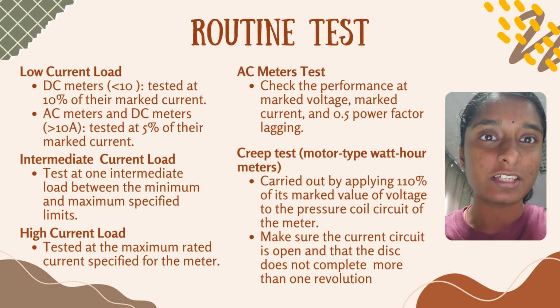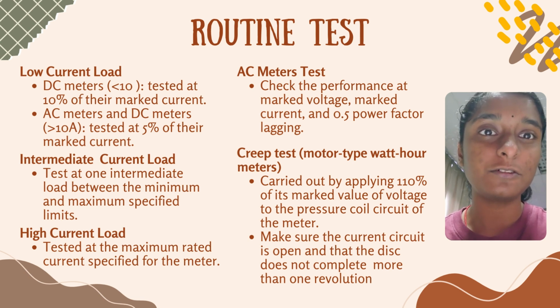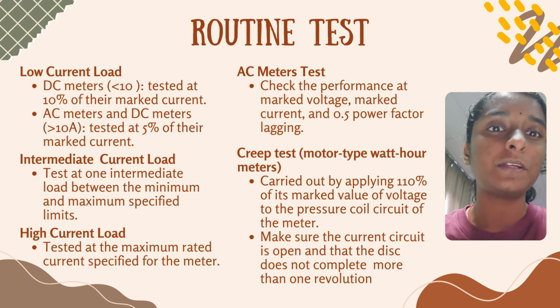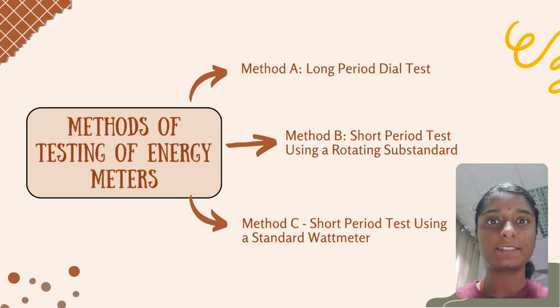For additional checking, a creep test is carried out by applying 110% of the marked value of voltage to the pressure coil circuit of the meter, ensuring that the circuit is open for current and that the meter does not complete more than one revolution. There are three methods of testing energy meters: method A, the long period dial test; method B, a short period test using a rotating substandard; and method C, a short period test using a standard wattmeter.